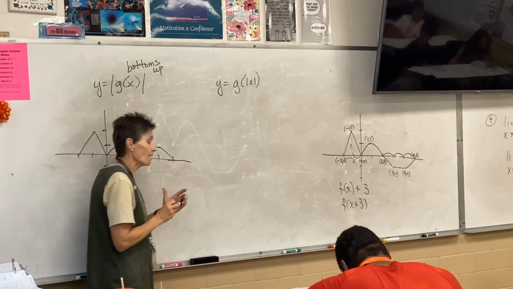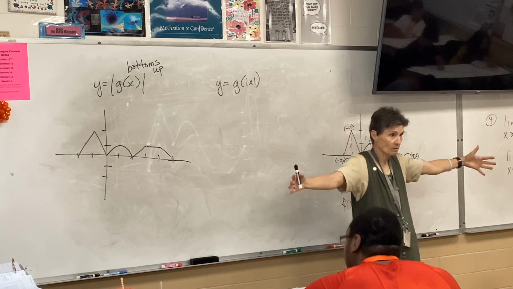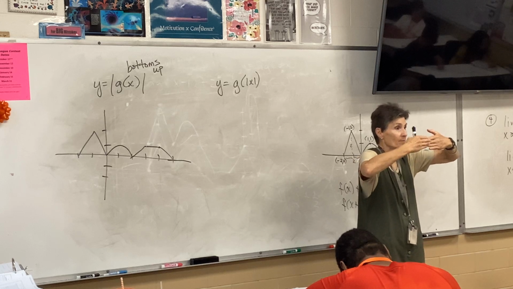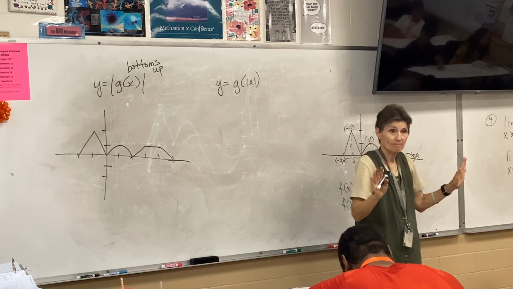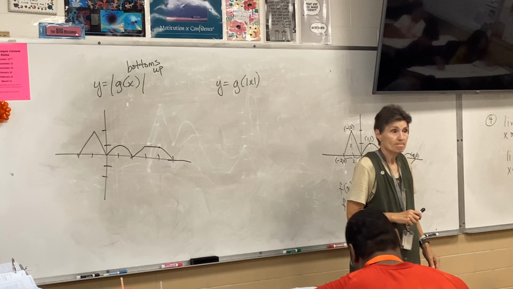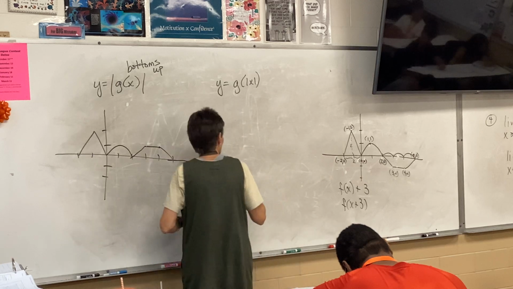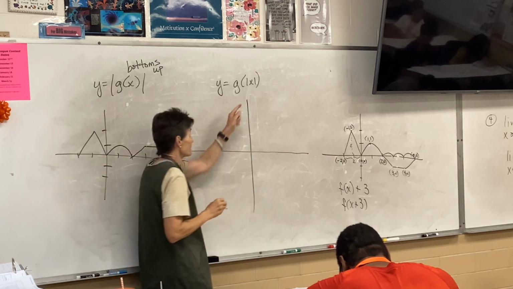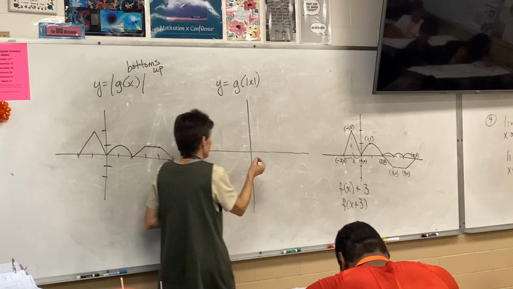When you take the absolute value of the whole picture, of the whole thing, anything below the x-axis comes up. That's the only change. The bottom comes up. Everything else stays the same. Got it? Okay. Now, what happens when you take the absolute value of just x? Do you see the difference between the two problems? Okay. This is different.